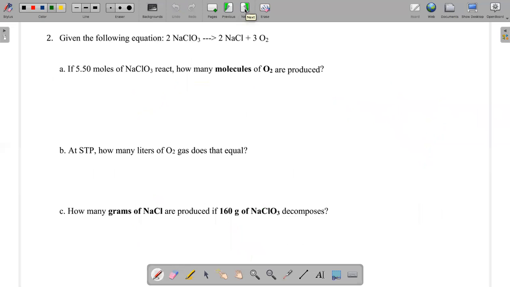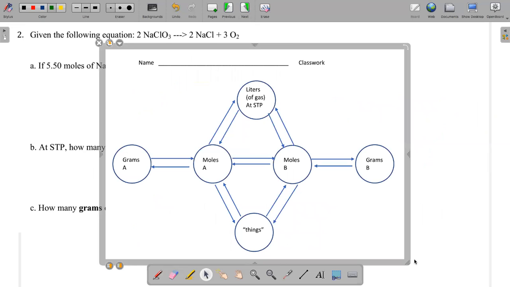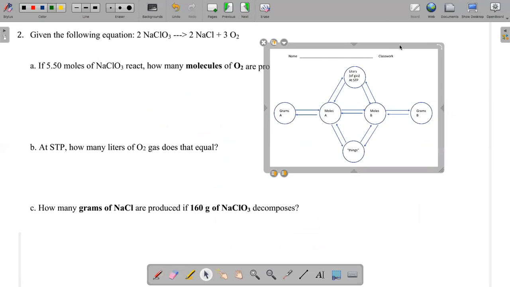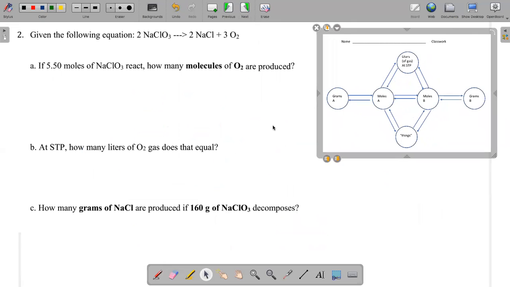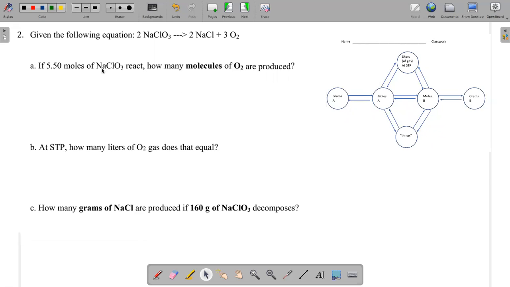Okay, so the second example, on the back, same kind of deal. There's a chemical equation here, and it's a decomposition reaction. Let me grab that mole map thing and stick it on here again. So it says if 5.5 moles of NaClO3 react, how many molecules of oxygen are produced?